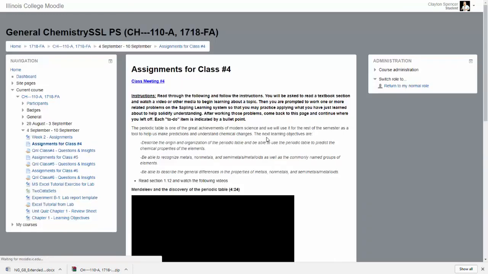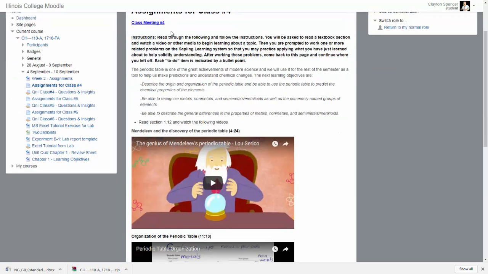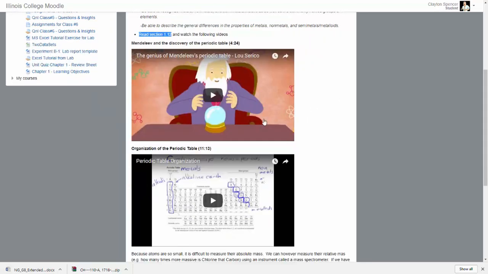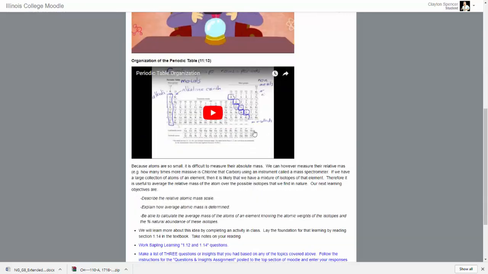So they go to that class on Moodle, and it shows them that for class meeting 4 they have some instructions. So I always have a brief introduction of text to explain what they're going to be learning about. I include learning objectives that are then tied to specific things that will occur on the assessments, on the tests. They are then advised to read a section of their textbook and to watch some corresponding videos that help them understand, in this case, the periodic table. So they're going to learn a little bit about the history of the periodic table organization and structure that is congruent with what their textbook explains.